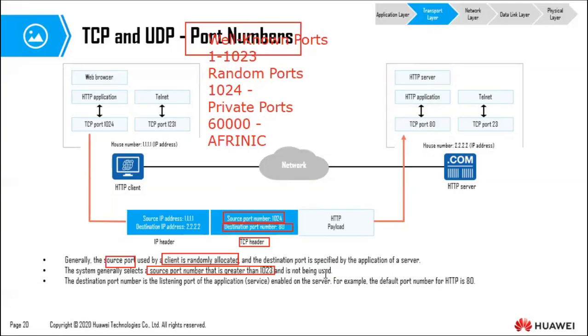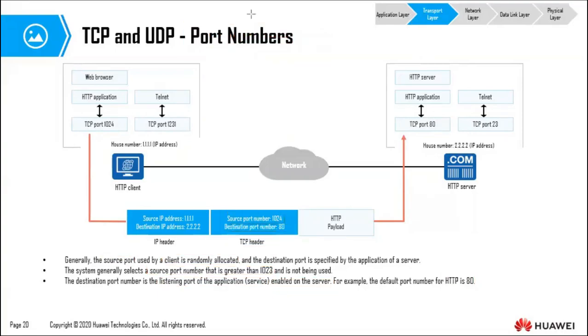So those two conditions must be met. The destination port number is the listening port of the application service that has been enabled on the server. For example, HTTP port 80. Are you together? So let's see how this works.